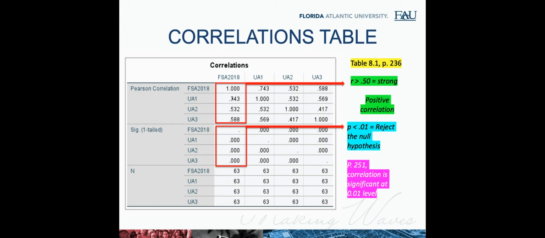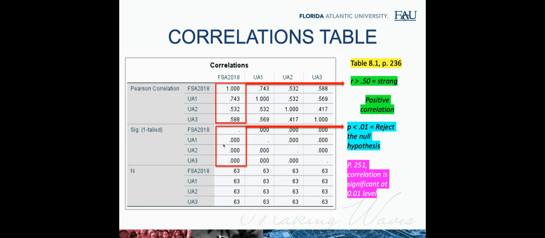Okay. So I also see that Pearson's r is giving me a 0.532, which according to the text is a strong correlation for UA2. And then it's also giving me a strong correlation of 0.588, which is for UA3. So according to this, there are strong correlations to the FSA within the data. And it is greater than 0.5, which again, table 8.1, page 236 says is strong for social science research, okay?